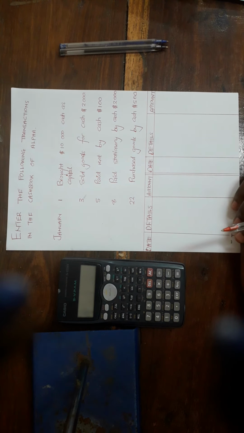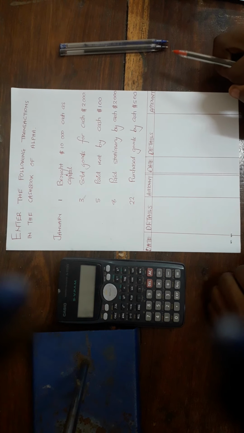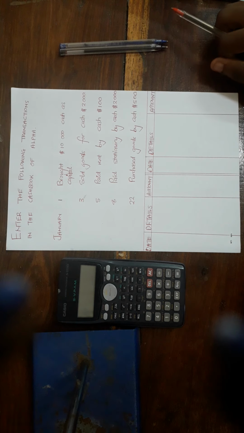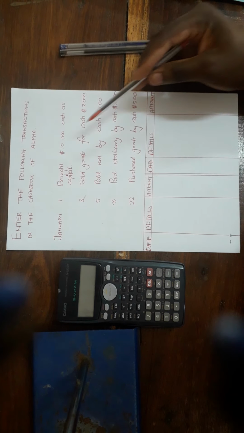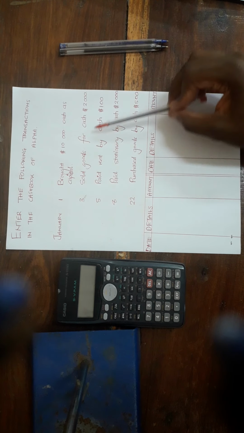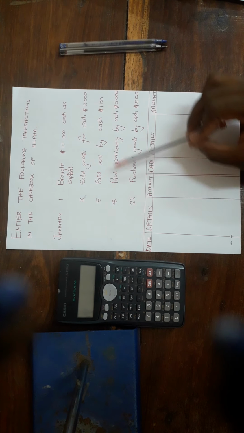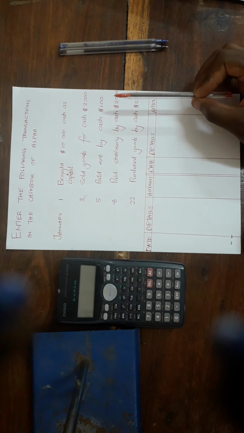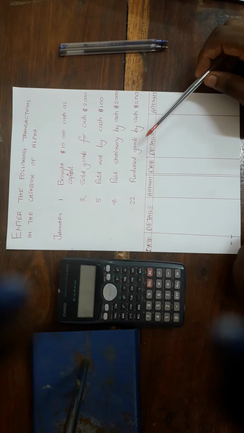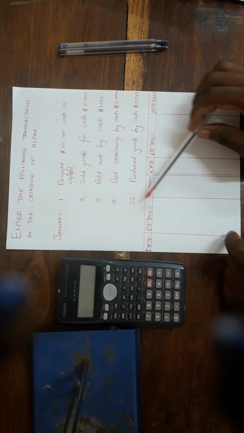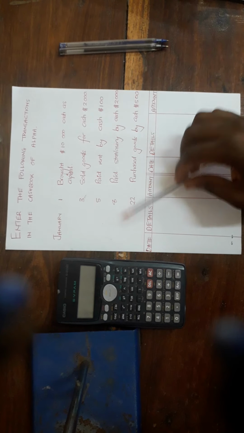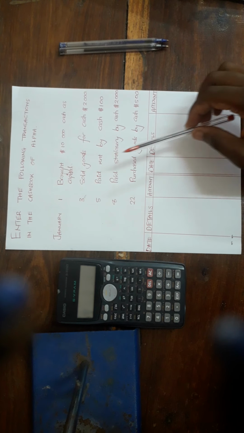Today we want to learn something about how to prepare a cash book. Here I have a question. Enter the following transactions in the cash book of Alpha. On January 1, brought 10,000 cash as capital. January 3, sold goods for cash 2,000. January 5, paid rent by cash $100. January 8, paid stationery by cash $2,000. And the final transaction on January 22, purchased goods by cash, $500. So we want to prepare a cash book using this information.